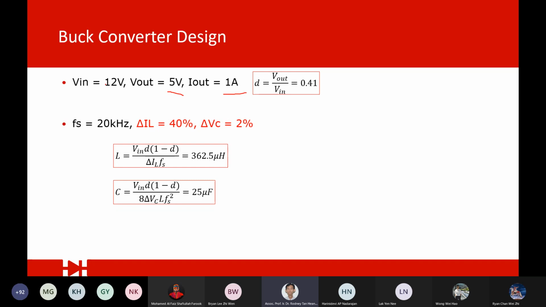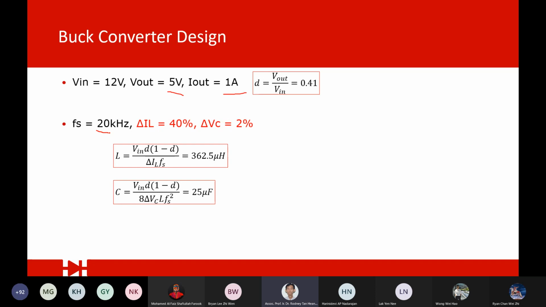Now, let's say our frequency is 20 kilohertz. Usually for a DC-DC converter, the frequency is pretty high. It can go up to even 100 kilohertz, depending on the power. The smaller the power, the higher the frequency. Remember, higher switching frequency will have higher loss. But with smaller power, the loss becomes so small it's okay. But for high power, the switching frequencies are usually a bit lower.